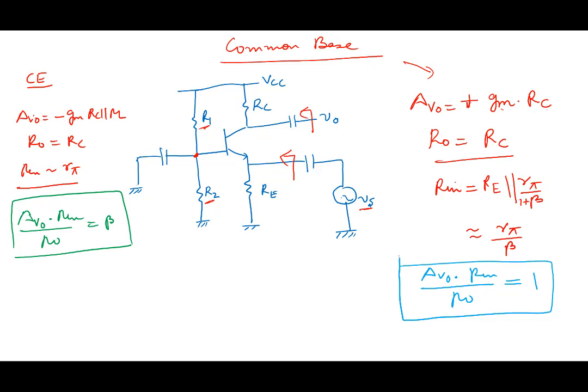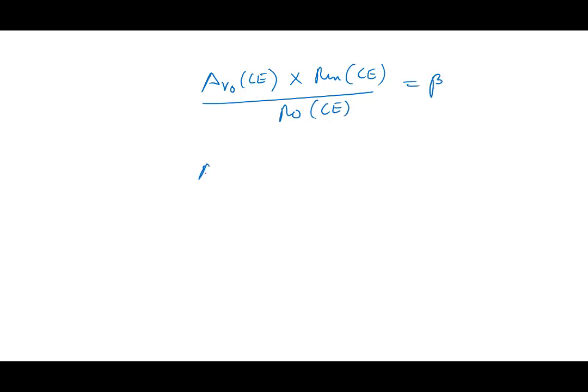So you compare the two. Okay, so let me write down both of them. Common emitter: AV0 of common emitter, Rn of common emitter, R0 of common emitter equal to beta. AV0 of common base, Rn of common base, R0 of common base equal to 1.